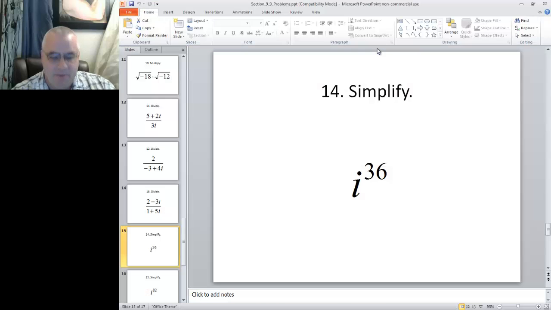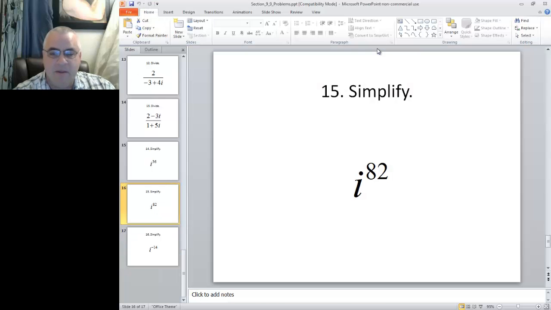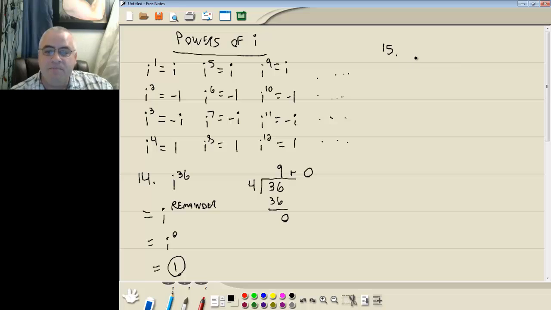Let's take a look at another example. Got i to the 82. Well, again, I don't want to continue this table out to 82, so let's divide by 4. 4 goes into 8 2 times. 2 times 4 is 8. Subtract, that goes away. I bring the 2 down. 4 doesn't go into 2, so it's 0. 0 times 4 is 0. 2 minus 0 is 2, so this is 20 with a remainder of 2.